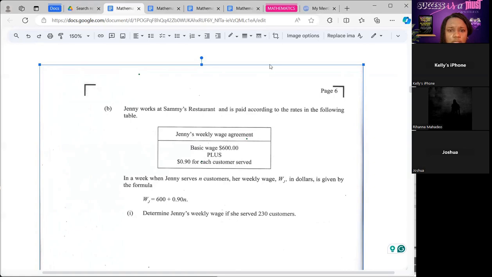So they said in a week, when Jenny serves n customers, her weekly wage, which is represented by WJ, or wage for Jenny, if you want to say in dollars, is given by the formula. So Jenny's wage is equal to the 600, which is a flat wage or salary, and that has to be added by 90 cents per customer, like a commission.